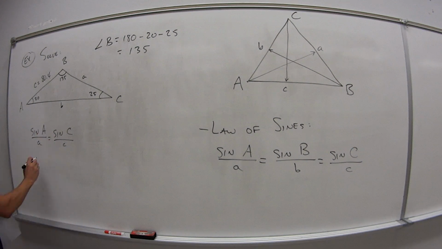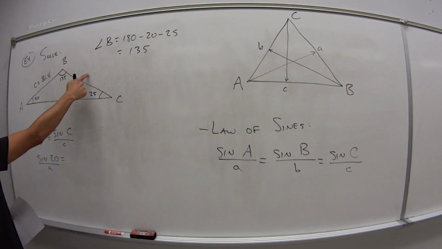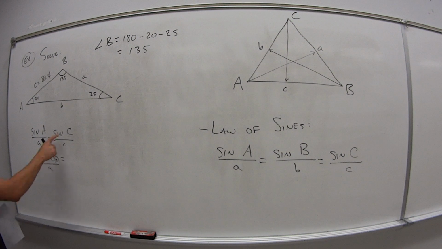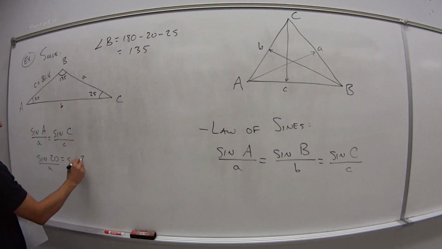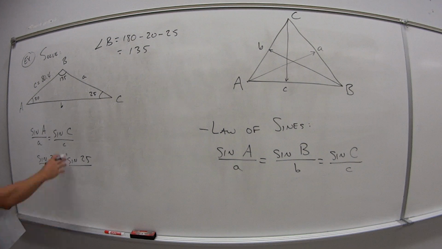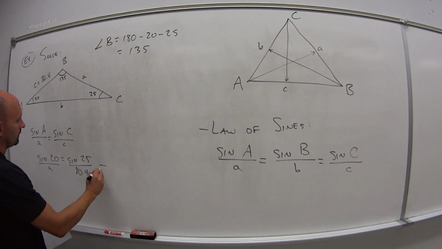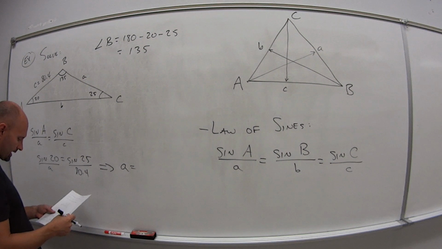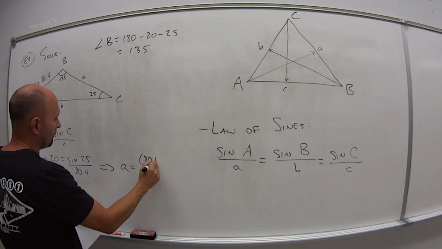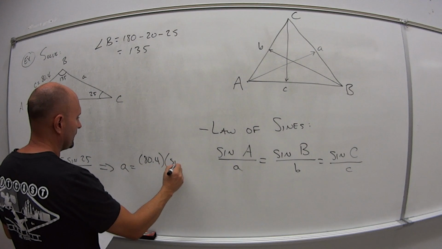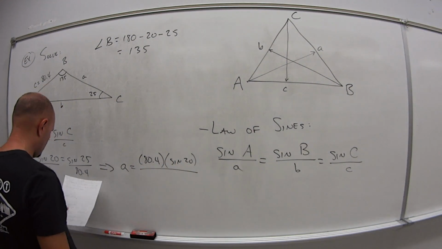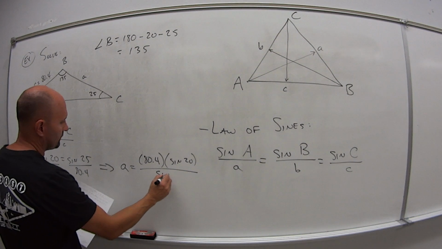So now plugging in our values, we get the sine of 20 degrees over side A, we're trying to find out this information, is equal to the sine of C, so the sine of 25 degrees, all over our length of C, 80.4. So if we do some algebra, we move some stuff around. This tells us that the length of side A is roughly 80.4 times sine of 20 all over the sine of 25.